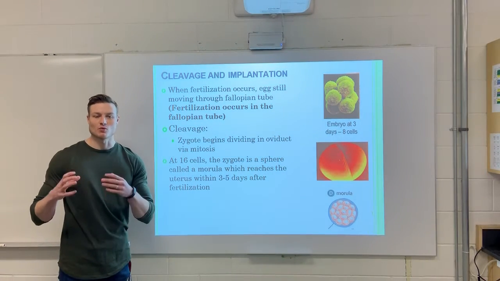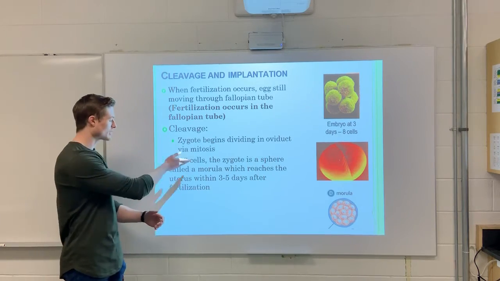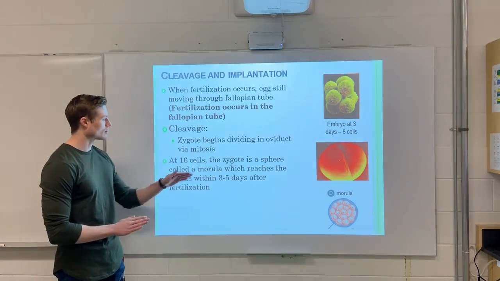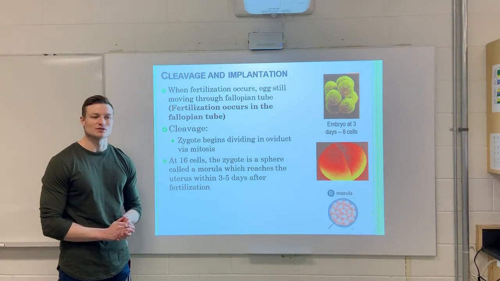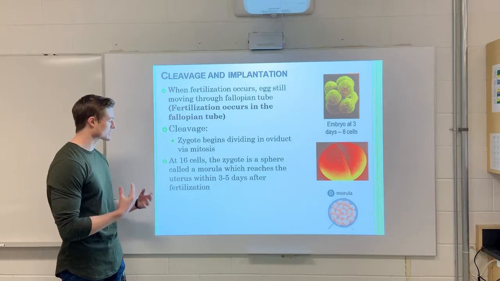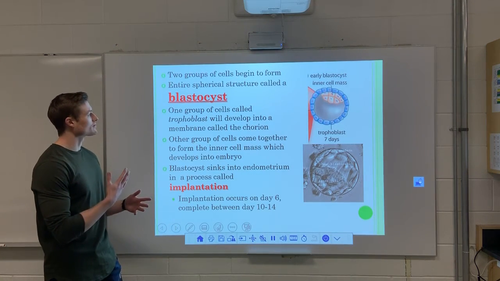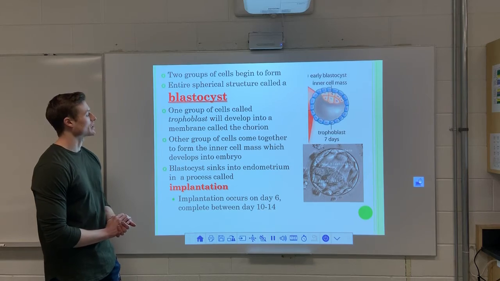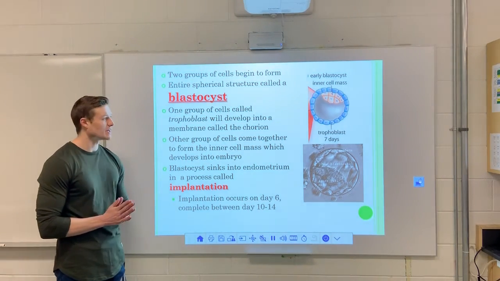So we go from 1 zygote to 2 to 4 to 8 to 16. And when we hit that 16 cell, we now call it a morula. And this happens about 3 to 5 days after fertilization. So now we have this new 16-cell organism. It's going to keep growing and dividing until it forms a structure called a blastocyst. Now, this would be about after 7 days or so.